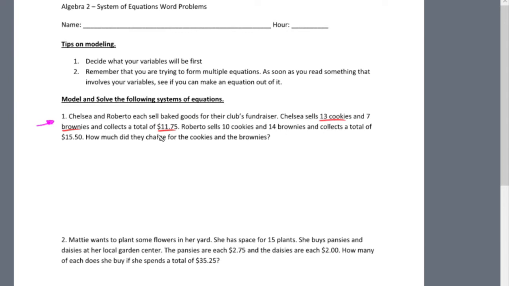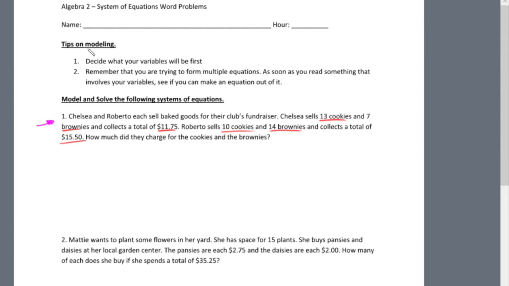So, Chelsea and Roberto each sell baked goods for their club's fundraiser. Chelsea sells 13 cookies and 7 brownies and collects a total of $11.75. Roberto sells 10 cookies and 14 brownies and collects a total of $15.50. How much did they charge for the cookies and the brownies?